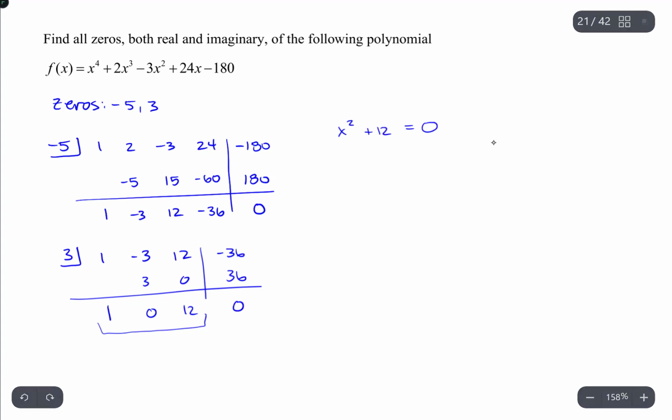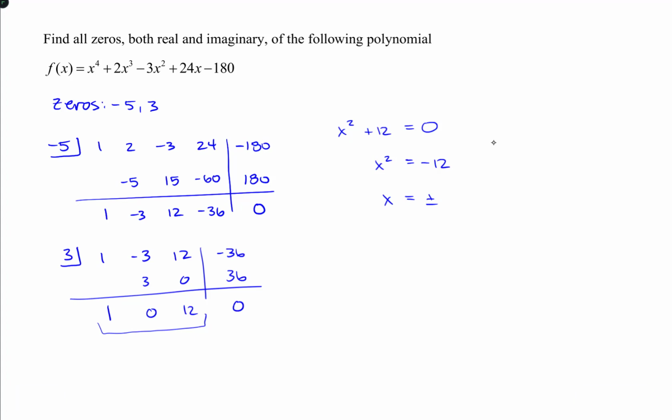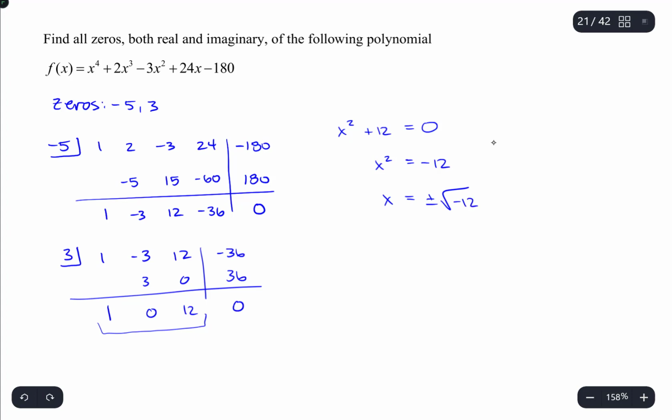And what I'm going to do is set that equal to 0 in order to determine the remaining zeros. Because once you get your quartic down to a quadratic, you can then just solve the quadratic using any methods that you can there. And you've got a lot available to you, the quadratic formula and so forth. But once you solve that remaining quadratic, then you're finished. So here, if x squared is equal to -12, if I take the square root of both sides, it's x equals plus or minus square root of -12.